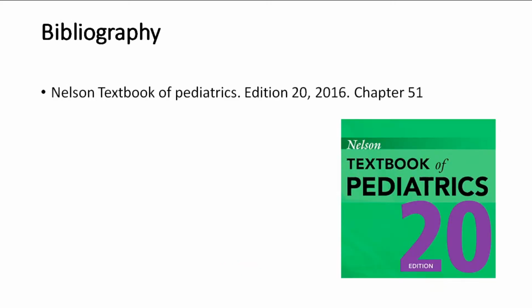First of all, let's discuss bibliography. As for Nelson Textbook of Pediatrics, the 20th edition, you can observe chapter 51. If you have the 21st edition of Nelson Textbook of Pediatrics, there are different chapters, but of course you can find it in the list of literature, or in the chapters that discuss deficiency of some vitamins and microelements.